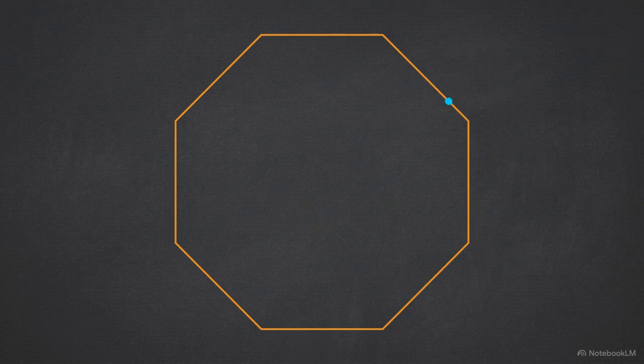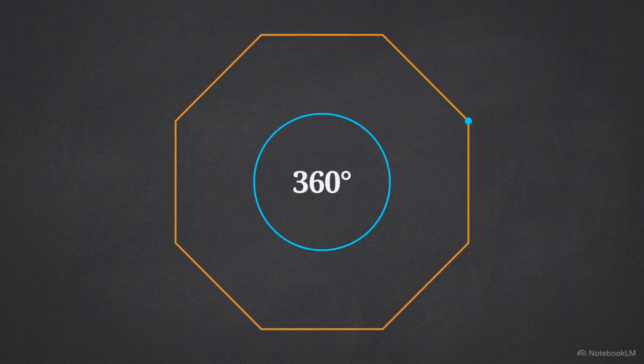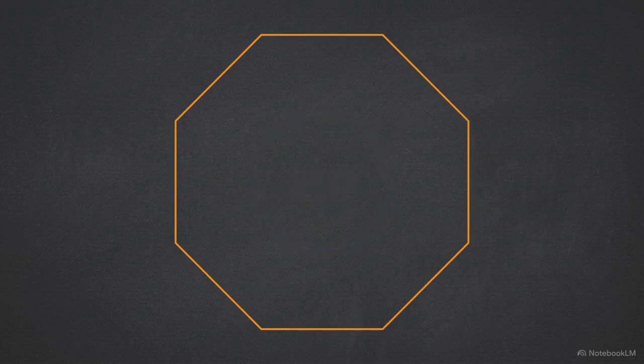This diagram shows a point tracing the perimeter. To make a complete loop, it must turn exactly 360 degrees. Divided across 8 equal turns, each exterior angle measures exactly 45 degrees. That 45-degree exterior turn forms a straight 180-degree line with the interior angle. Subtracting 45 leaves an interior angle of 135 degrees.